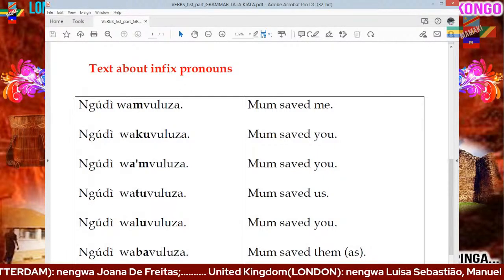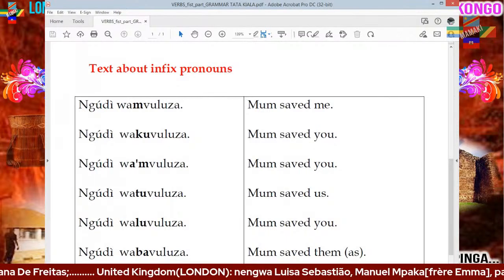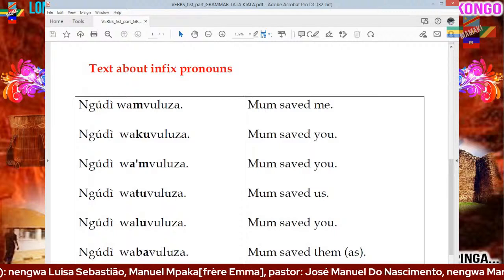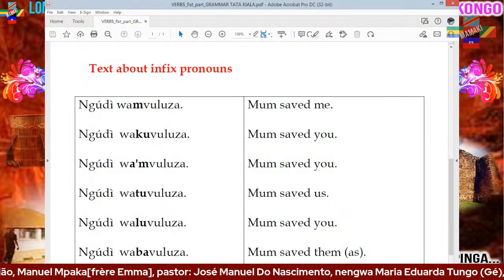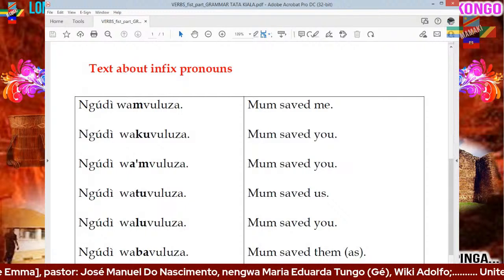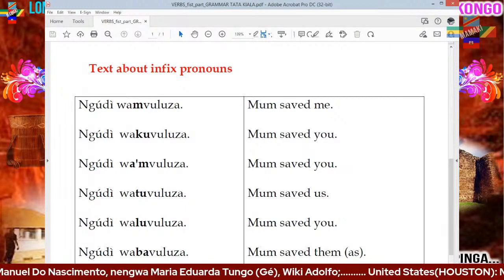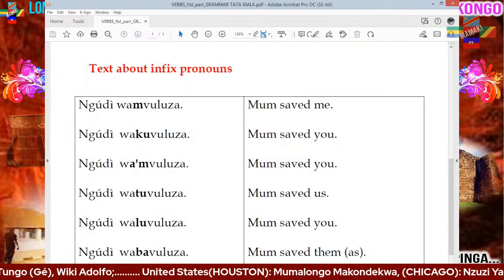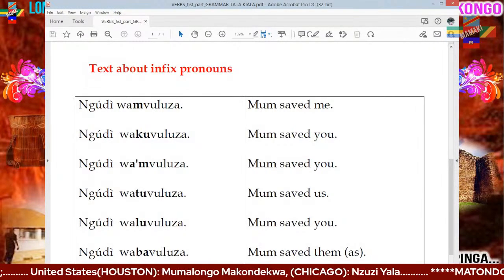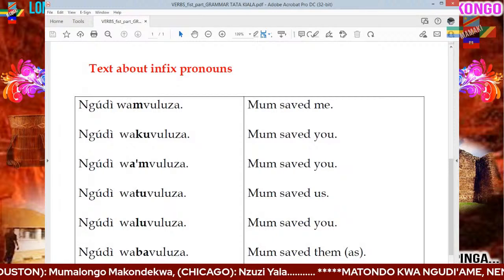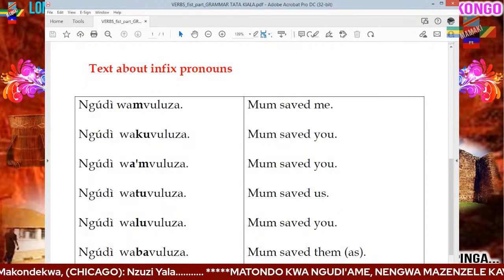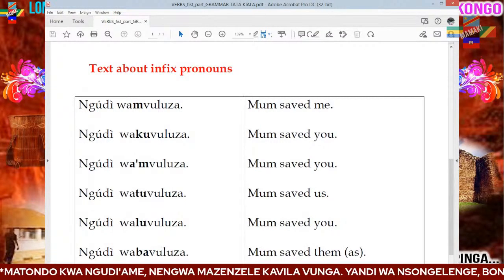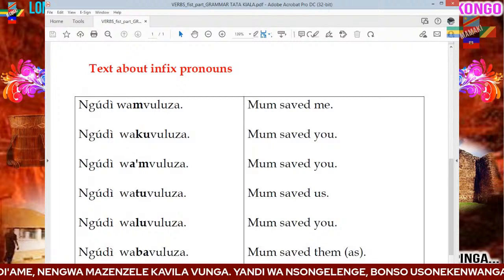The only one I'm not sure I understand is the third one. Ngudi wamvuluza, for mom saved you. That seems so similar to first person. Well, yeah, you're right. Spot on, but the only difference is the way you pronounce it. Very subtle, but you're right. So this is infix.